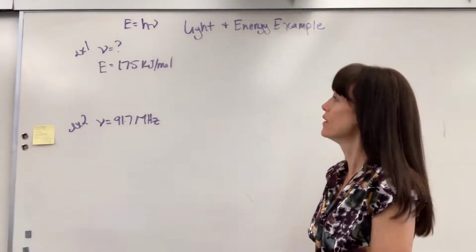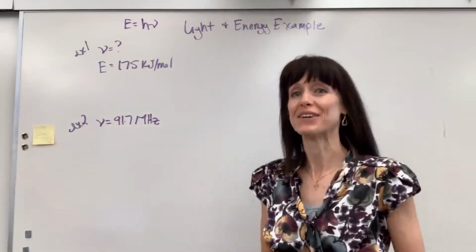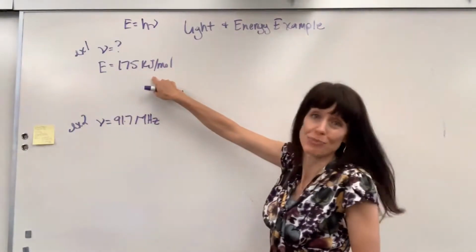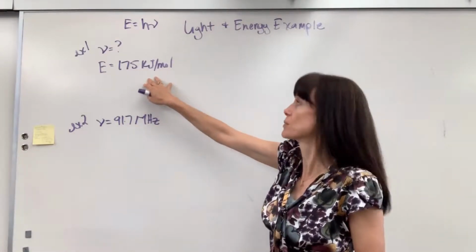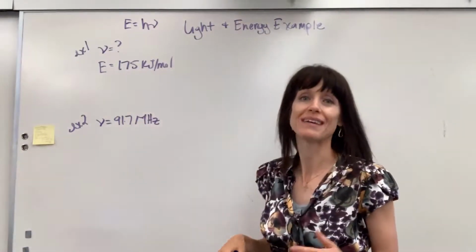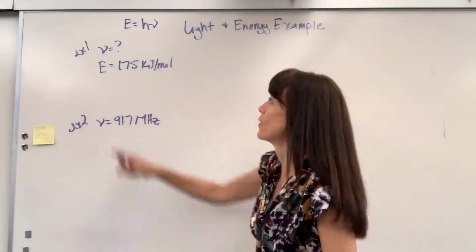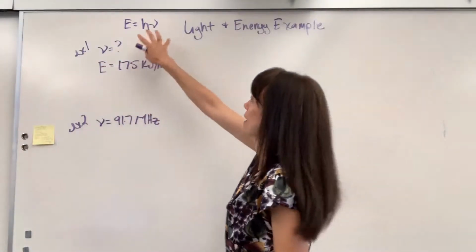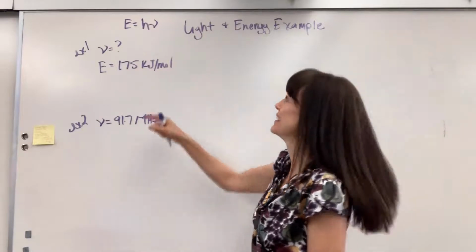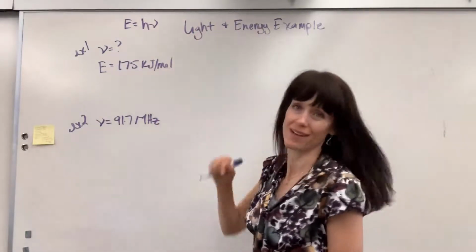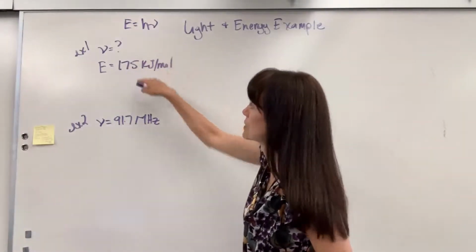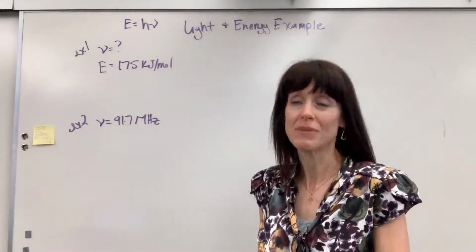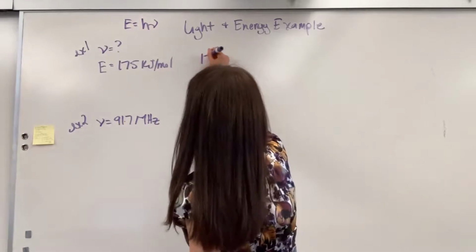So first example, we are told that the energy is 175 kilojoules per mole. Very typical of AP, very typical of college professors, that they'll give this to you in kilojoules per mole. And they want to know frequency. Again, that formula is joules per photon. That's by definition that formula. So that means we need to convert that unit to joules per photon. So let's do that very first.